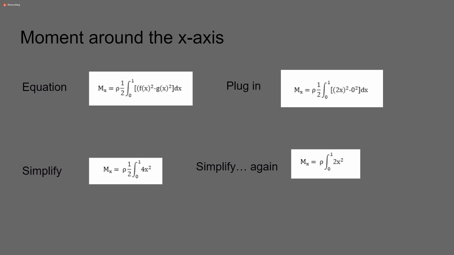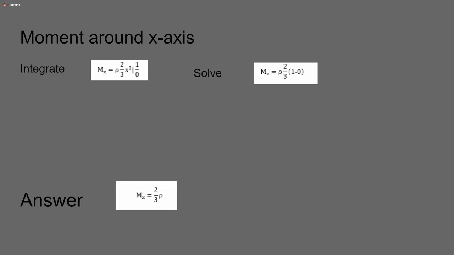If we simplify that, we get rho times 1/2 times the integral of 4x squared. Simplify this again, where we pull the 1/2 into the integral, we get rho times the integral of 2x squared. Integrating, we get the moment around the x-axis is equal to rho times 2/3 x cubed integrated from 0 to 1. Solving this out, we get rho times 2 over 3 multiplied by 1 minus 0, which is the same as 2/3 rho. So the moment around the x-axis is equal to 2/3 rho.